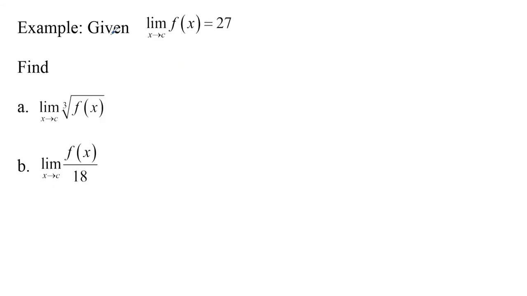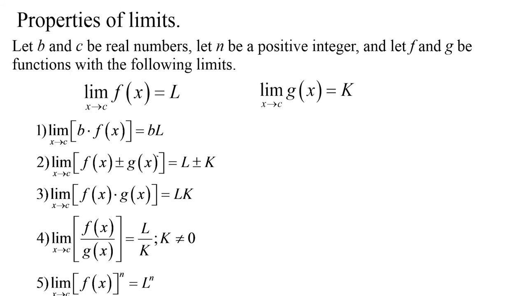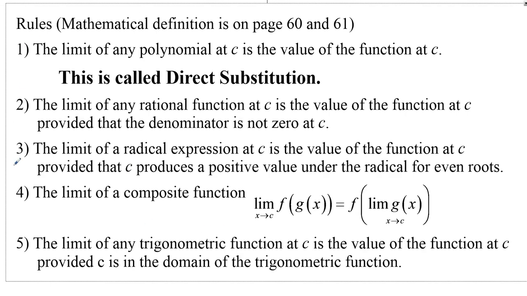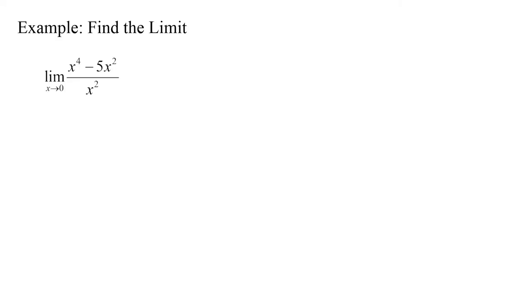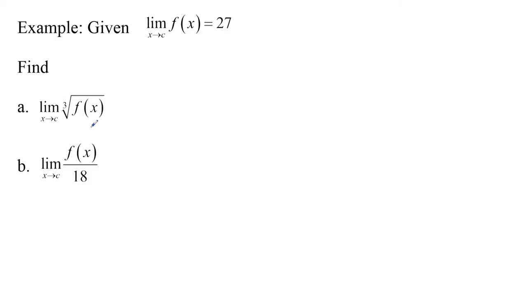All right. Given that the limit of f of x as x goes to c is 27, find these limits. Well, what we're going to do is use a bunch of these properties that we did in the beginning to come up with those values. Our current function is a composition of functions here, so we're going to actually figure those out. There it is. And so this expression here is the composition of the function f of x and the 1/3.